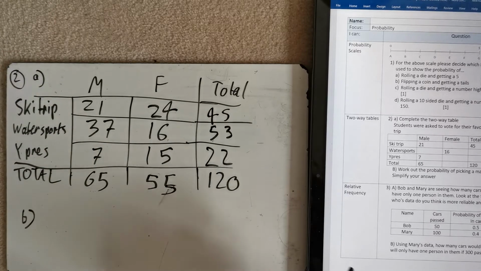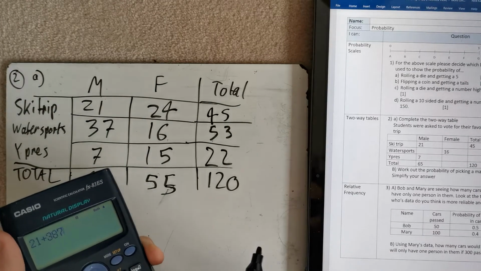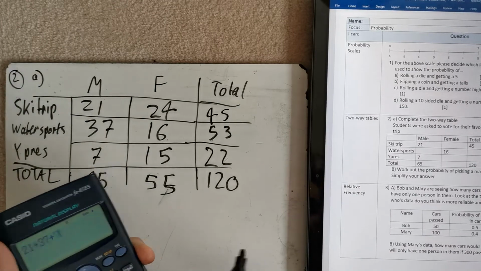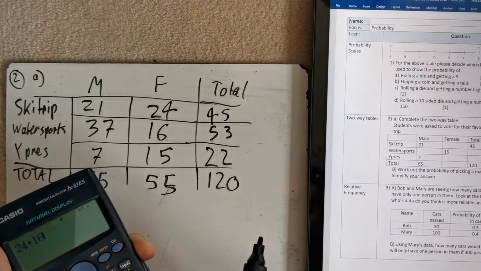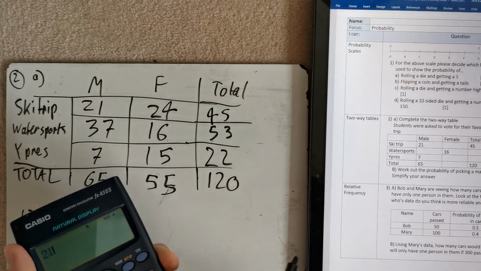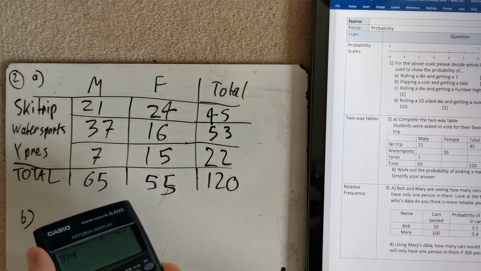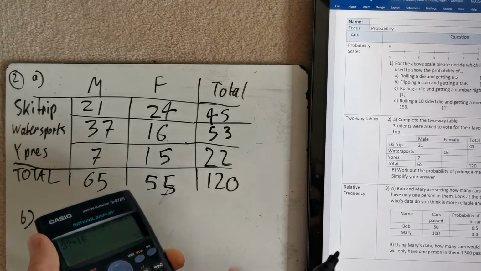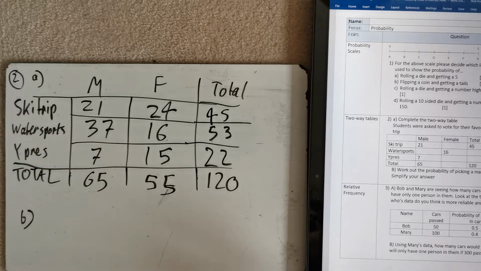Okay, let's quickly check that they all add up properly. So 21 plus 37 plus 7 is indeed 65. Good. 24 plus 16 plus 15 is 55. Good. 21 plus 24 is 45. 37 plus 16, yep. And 7 plus 15, yep. That all works. Okay, wonderful.